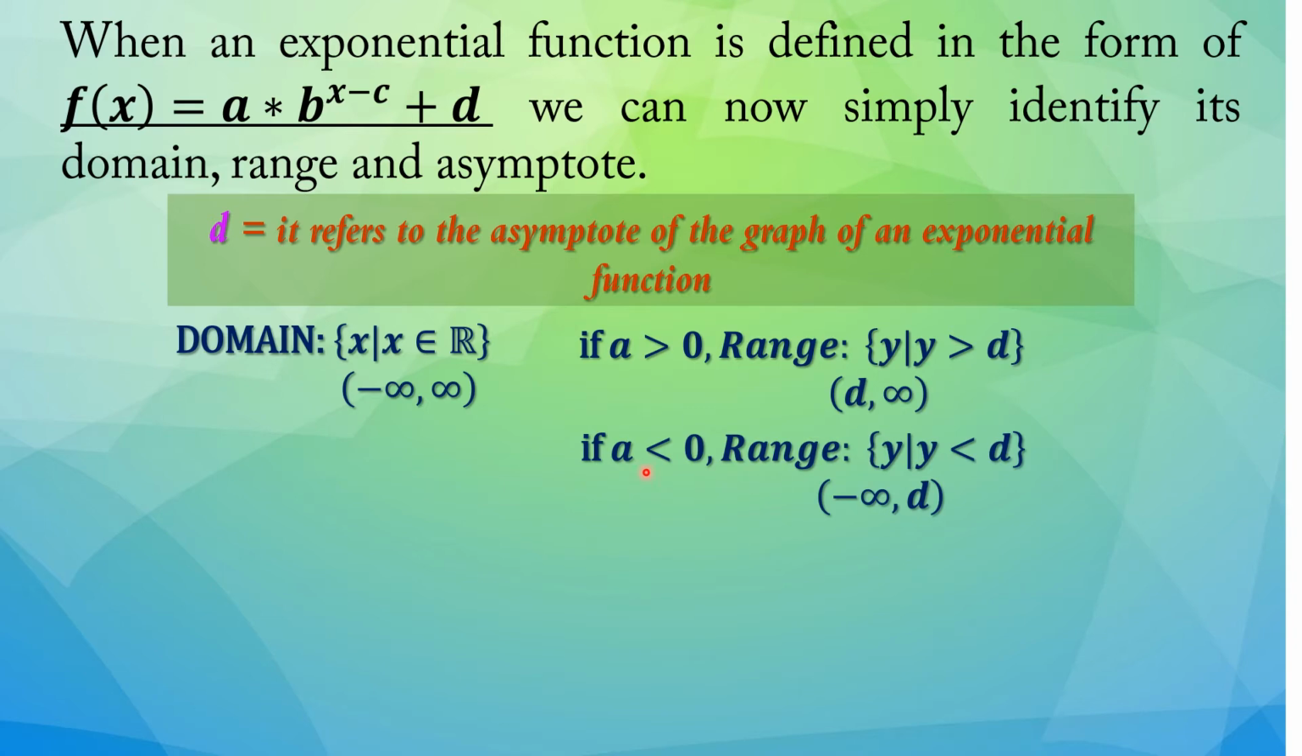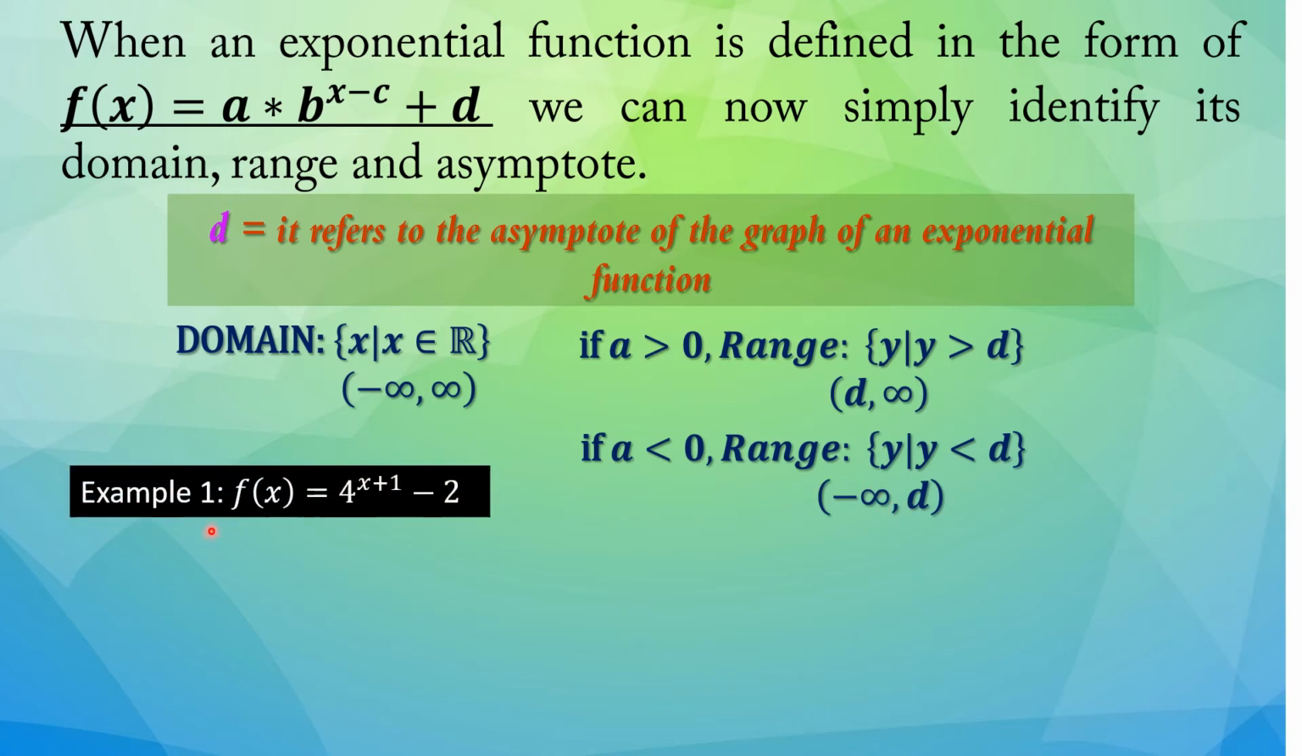Next, how about when a is less than 0? When a is less than 0, then the base has a negative sign on it. In that case, the range is the set of y values such that y is less than d. This is our set notation. Then it can also be written in interval notation as this. So the range is from negative infinity to d, wherein d is not included in our solution since it has a parenthesis beside it. Okay, and to visualize it more clearly, I have here some examples.